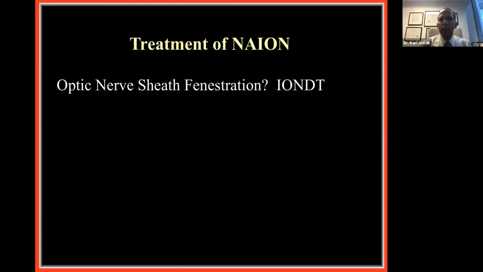What about treatment? So this comes up a lot, and a number of the questions that I received in advance of this webinar had to do with treatment of NAION. Well, some years ago now, optic nerve sheath fenestration was thought maybe that would help. But the study I just mentioned, the ischemic optic neuropathy decompression trial, or IONDT, looked at 200 patients. 100 got nerve sheath fenestration. 100 got nothing. The people who got nothing did better than the people who got the nerve sheath fenestration, so we don't do that anymore.